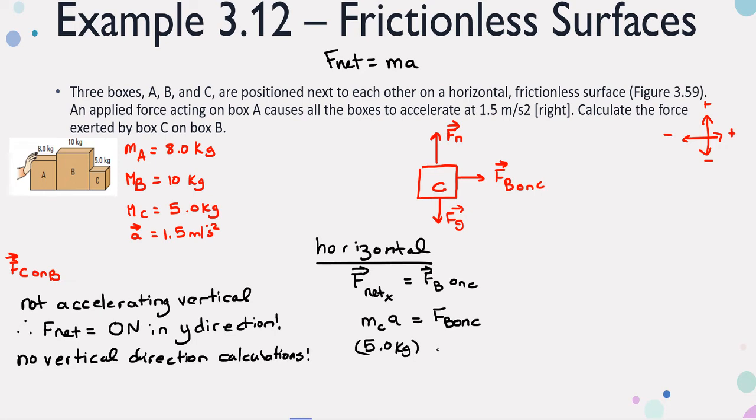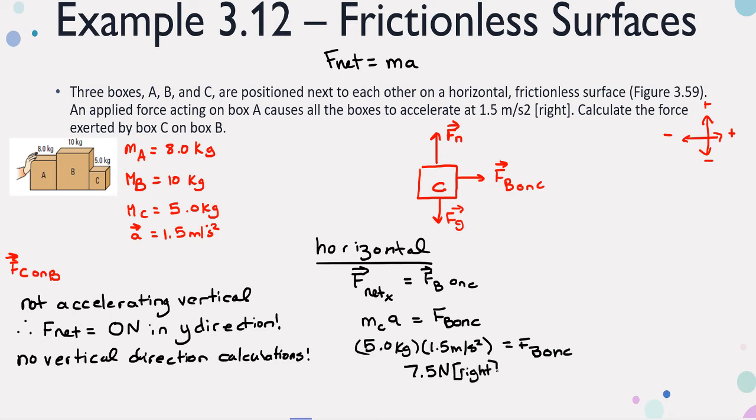Our acceleration is 1.5 meters per second squared. This is all good because this is going to give us the values that we need for newtons. And that's going to give us 7.5 newtons to the right.